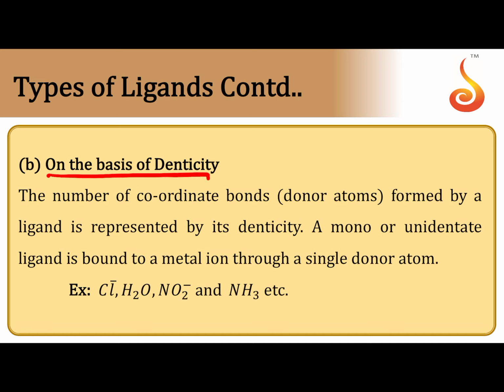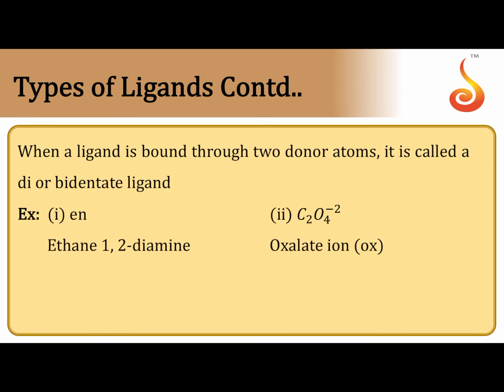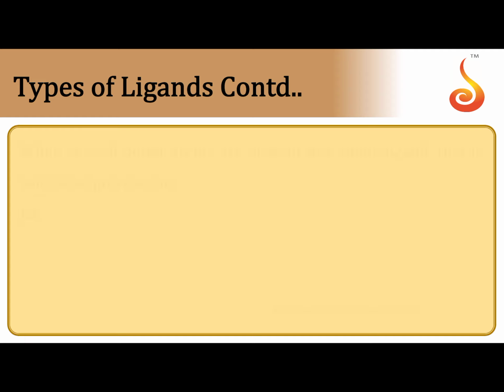Next, classification of ligands based on denticity. Denticity is the number of dative bonds, or coordinate covalent bonds, formed by one ligand. Some ligands can form only one dative bond; they are called monodentate or unidentate ligands. Some ligands, a single ligand molecule or ion, can form two dative bonds. They are called bidentate ligands. Example: ethane-1,2-diamine.